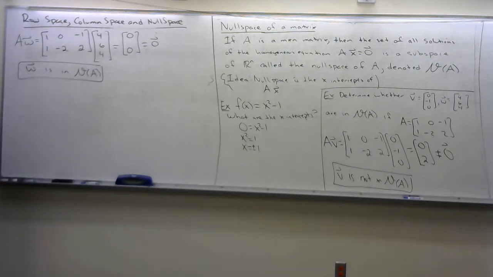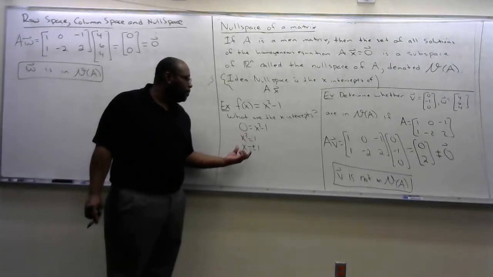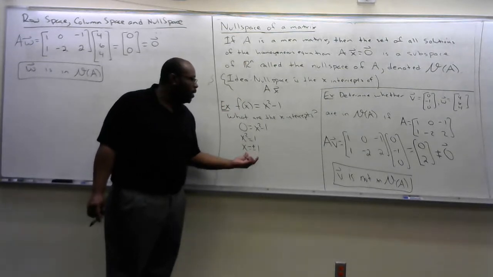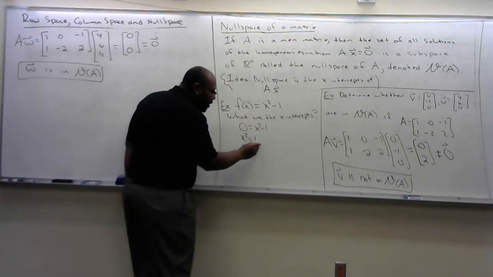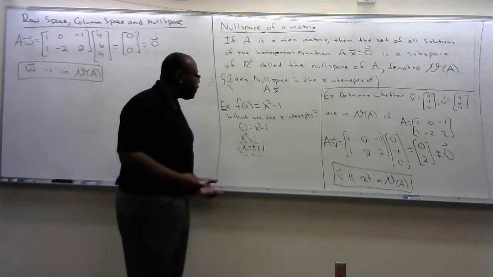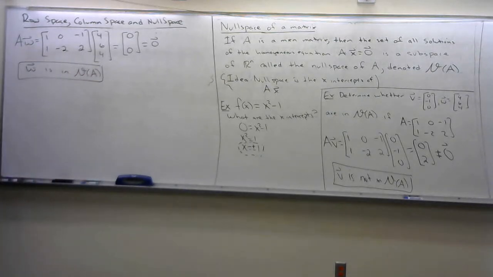So the null space of A is going to be all possible vectors that, when I multiply times A, I get the 0 vector back, right? Like in this x-intercept, all possible x-intercepts of this function are going to be plus or minus 1. These are all the possible solutions in which this function will be equal to 0. So you can think about this as being like the null space of this function. All the possible values of x that will make that function 0.